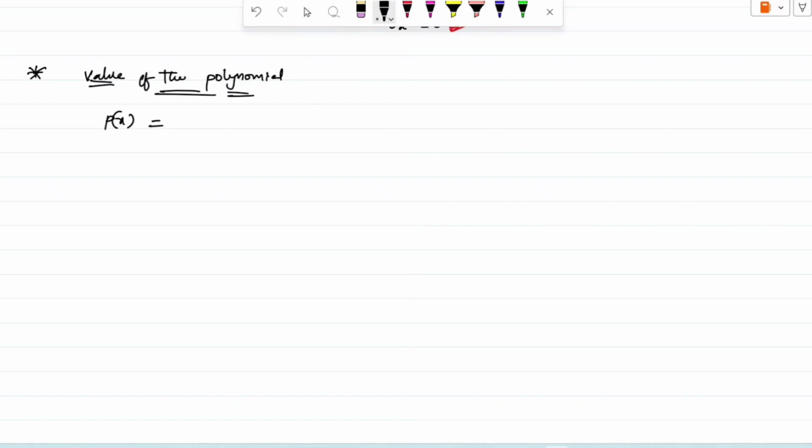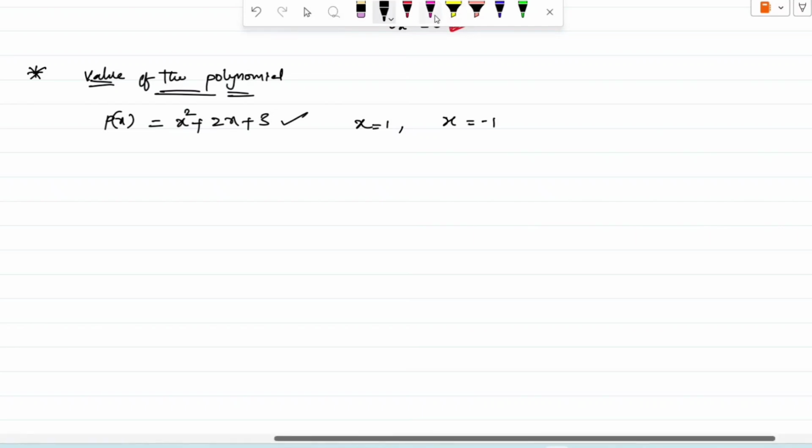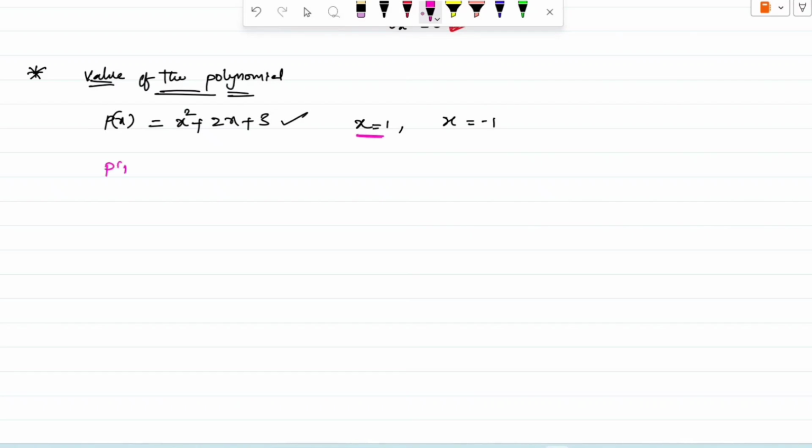p of x is equal to x square plus 2x plus 3. What is the value of this polynomial p of x at x is equal to 1 and x is equal to minus 1? How to find these particular values of the polynomial? Simply replace wherever you identify x with 1. So p of 1 is equal to 1 square plus 2 into 1 plus 3. 1 square is 1, plus 2 into 1 is 2, plus 3. So the answer is 6. So the value of p of 1 is 6.